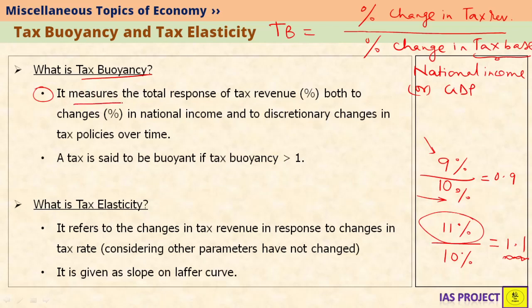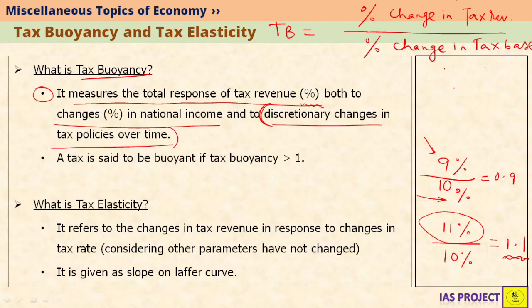Tax buoyancy measures the total response of tax revenue in terms of percentage, both to changes in national income as well as to discretionary changes in tax policies over time. So the second point here means that tax buoyancy can also be calculated not only at the entire national level or national tax revenue level, but also for a particular kind of tax. For example, for GST, what is the tax buoyancy?